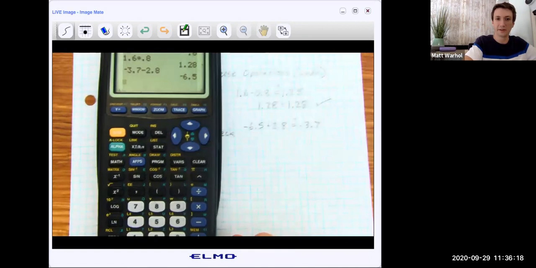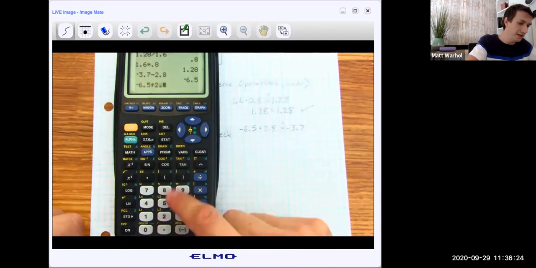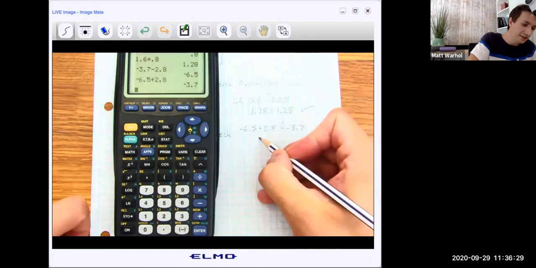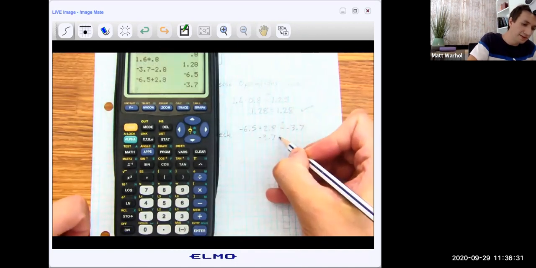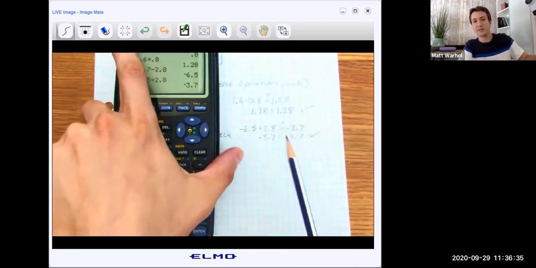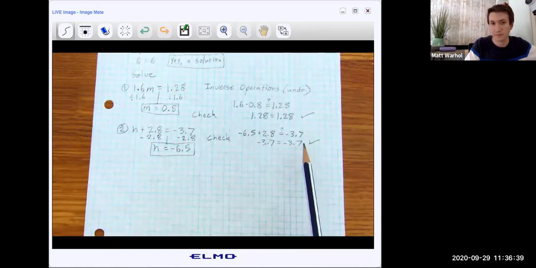I go back to my calculator. I type negative 6.5 plus 2.8 equals negative 3.7. Yes. So negative 3.7 does equal negative 3.7. This works. What that shows is everything on the left side simplifies to the same number we had on the right side. Okay.